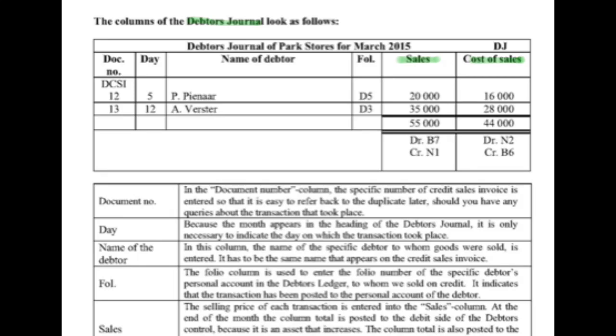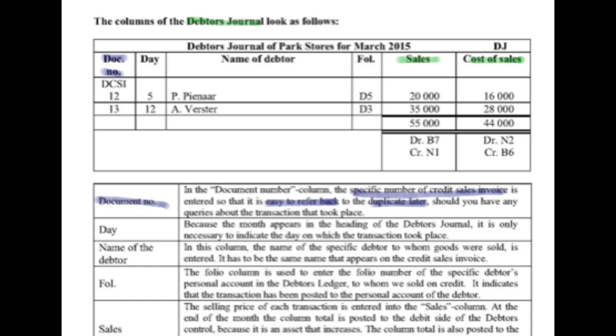Our first column is our document number column. In the document number column, the specific number of the credit sales invoice is entered so that it is easy to refer back to the duplicate later, should you have any queries about the transaction that took place. So if the debtor comes in and isn't happy with some of the entries we put into their personal account in the debtor's ledger, we can always refer back to the specific date and document to show them this is the proof that the transaction really happened.